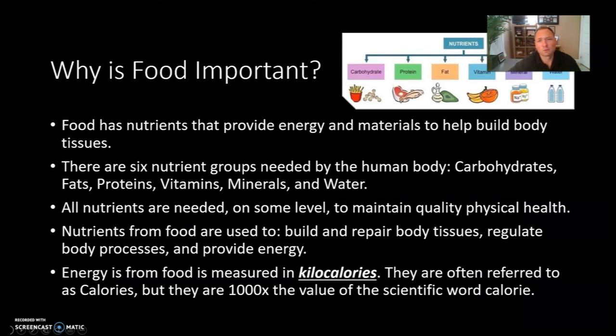So why is food important? Well, food has nutrients that provide us energy and the materials to help build body tissues and keep us moving and alive. Now, there are 6 nutrient groups needed by the human body: carbohydrates, fats, protein, vitamins, minerals, and water. Now, all nutrients are needed on some level to maintain quality physical health.